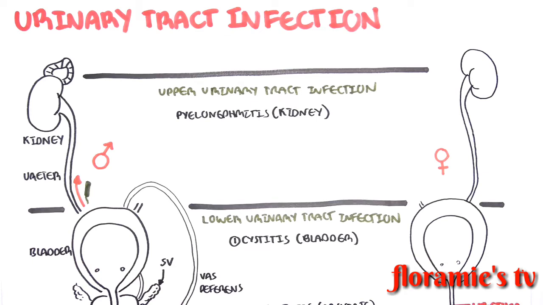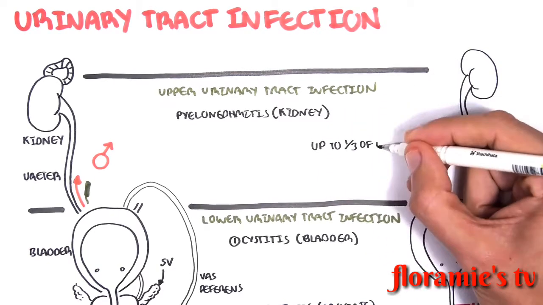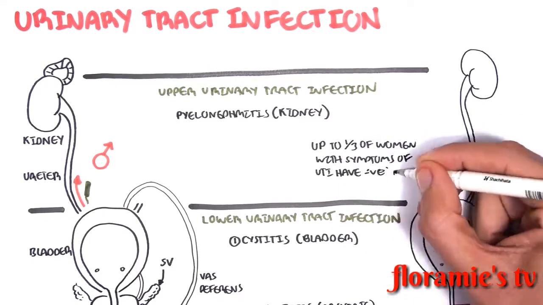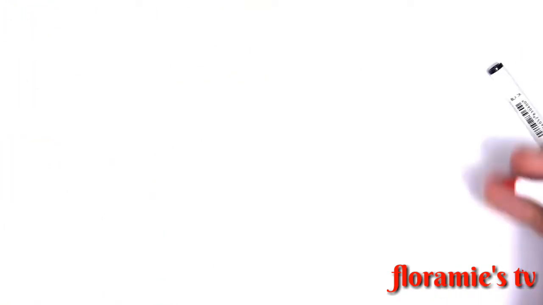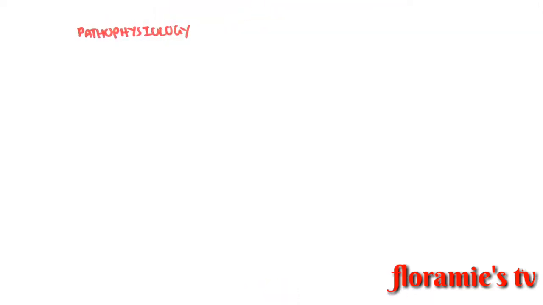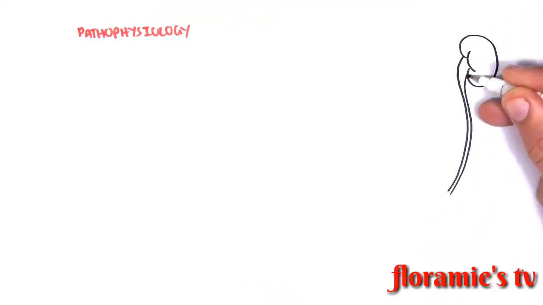Interestingly, as we know, urinary tract infections are more common in women, and up to 1/3 of women with symptoms of a urinary tract infection actually have negative midstream urine samples, not revealing any form of infection. That was a side note, but anyway, how does a UTI occur? Let's look at the pathophysiology.